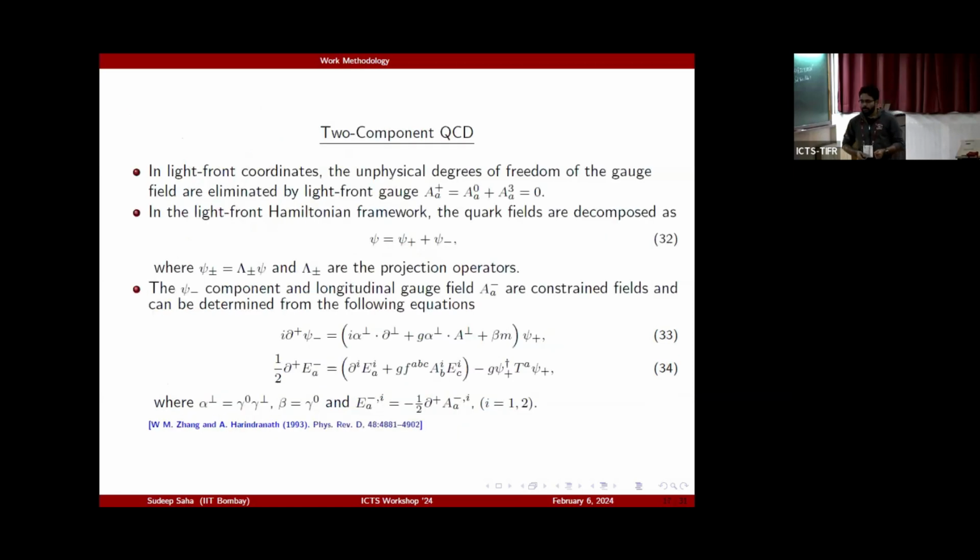Okay, so in gauge theory, we eliminate the unphysical degrees of freedom by choosing a certain gauge, and in light front coordinates, we do so by choosing the light front gauge. And in this framework, the quark fields decompose as psi plus and psi minus with a suitable choice of the projection operators. Here the psi minus and the longitudinal component of the gauge field are constrained fields, and they can be eliminated by these constraint equations.